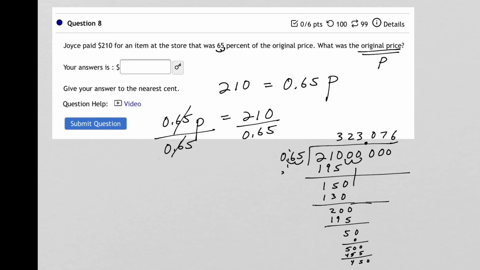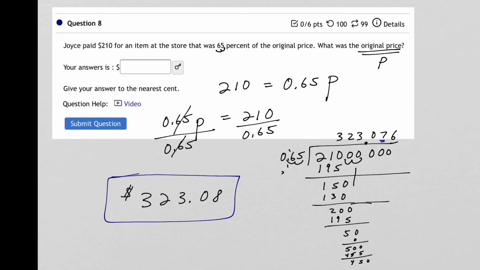I'm running out of room, but actually that's good enough because now we can round that to the nearest cent, right? If I want to round to the nearest cent, that's going to be the hundredths place right here. I look to the right, that's a 6, so that's got to go up, the 7 has to go up to an 8, right? So my answer is going to be $323.08. Okay, so that will be the answer.